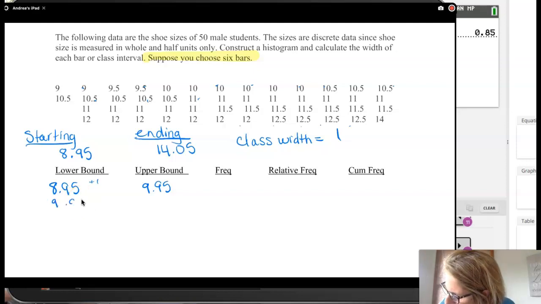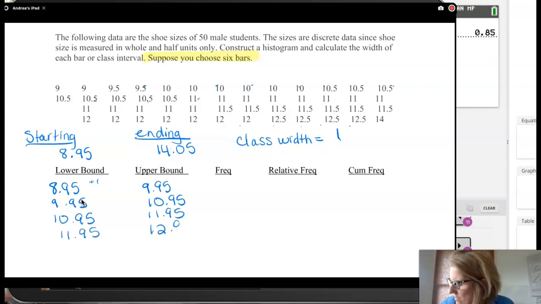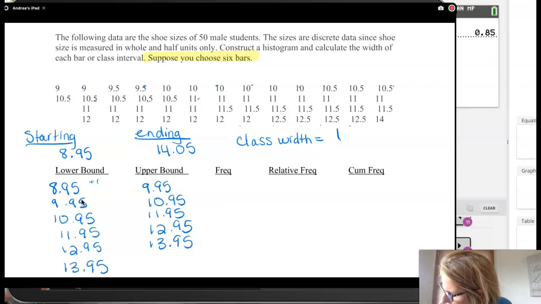So our next one will be 9.95 to 10.95. We just repeat that upper boundary down here. So 10.95 to 11.95, 11.95 to 12.95, 12.95 to 13.95, 13.95 to 14.95. So we have 1, 2, 3, 4, those are our 6 bars: 1, 2, 3, 4, 5, 6. Make sense? Okay, now we're going to count our data values that fall in between each class.